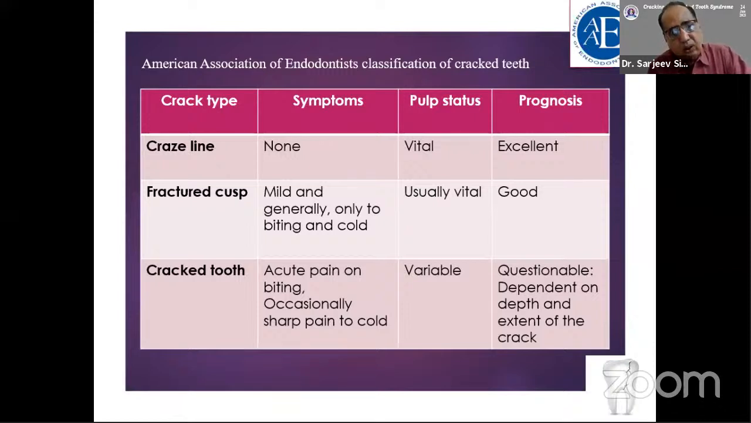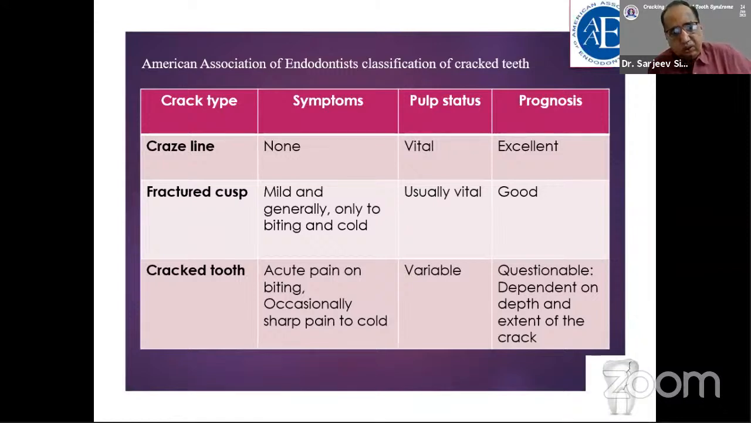How will you differentiate between these five types given by the AAE? Basically, craze lines are present in all teeth, especially in adults. So don't mislead yourself by seeing regular craze lines on the buccal surface of anterior teeth or on the occlusal surface of posterior teeth. Craze lines are asymptomatic, pulp status is vital, and the prognosis is excellent. You can just keep it under observation and review it. Fractured cusps are usually seen where the symptoms are mild, generally only on biting and on cold. The patient does not have symptoms with heat intake. Usually pulpal status is vital and prognosis is good.